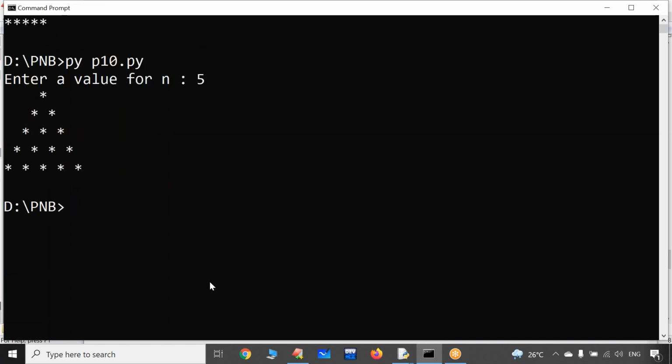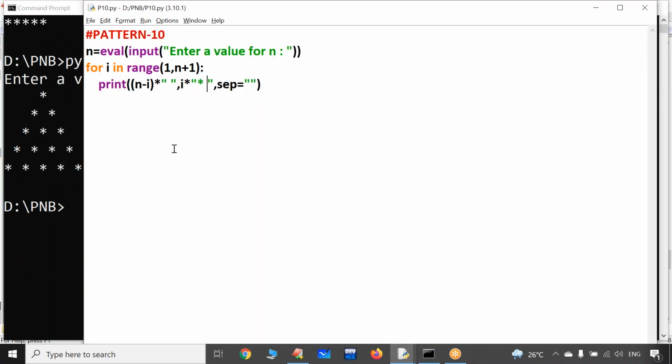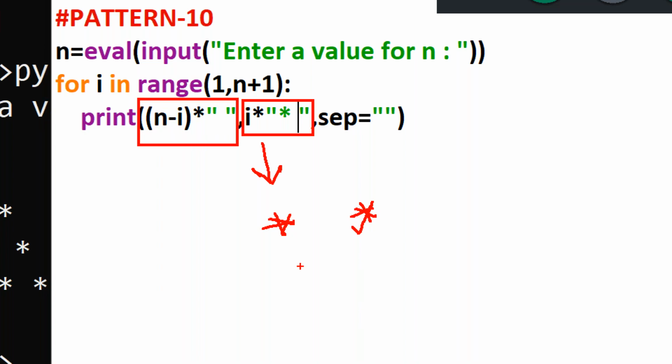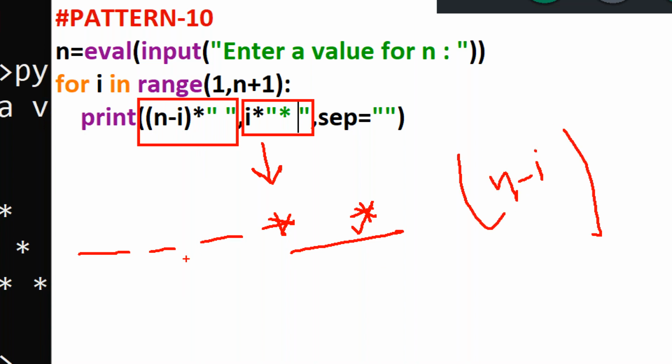Was the point clear? In this print statement, this repetition will tell you how many times the star should be repeated in every row, row number of times. If it is row 2, the star should be repeated 2 times. Whereas this logic represents how many spaces we have to print before printing the star: number of rows minus row number of times, the spaces have to be printed.